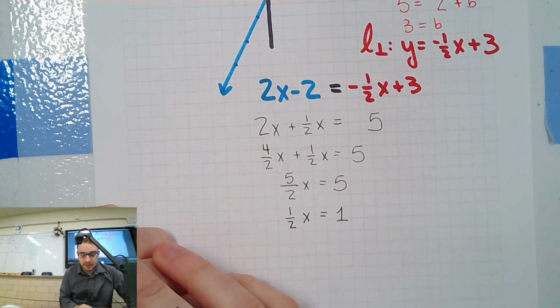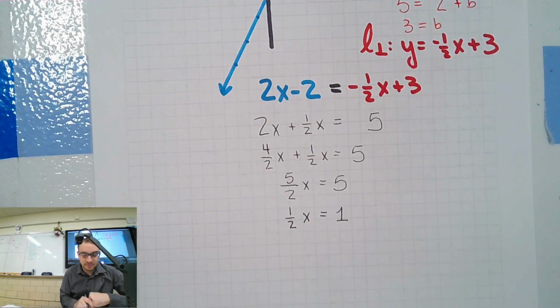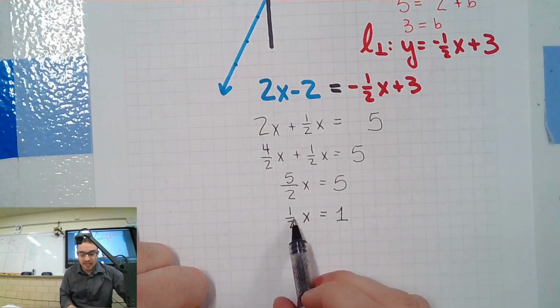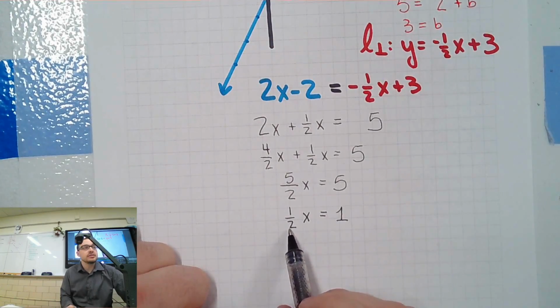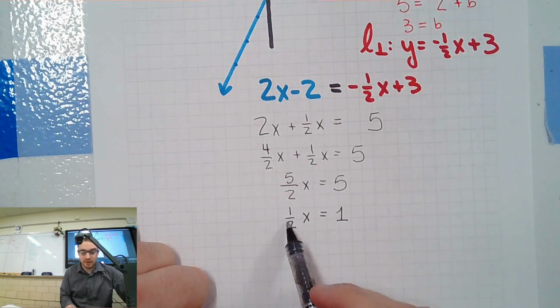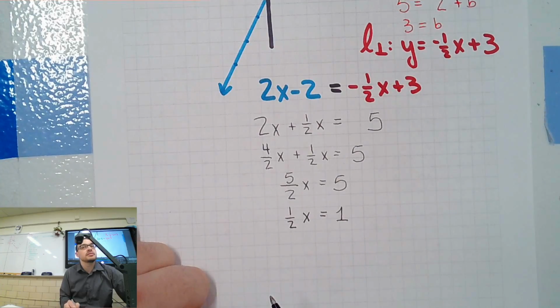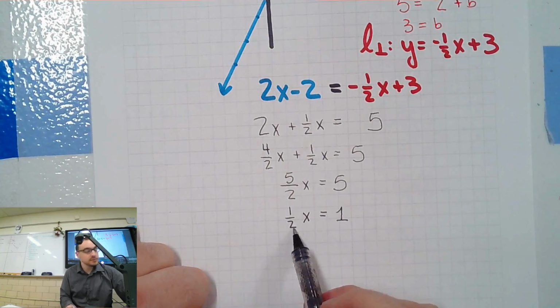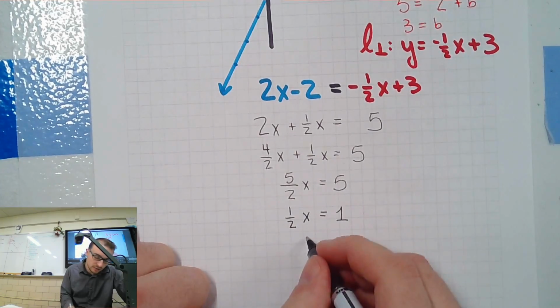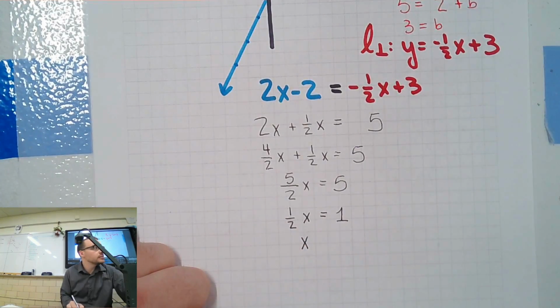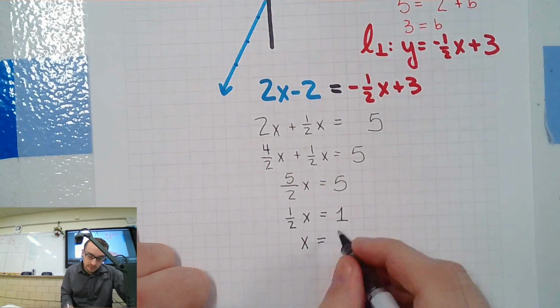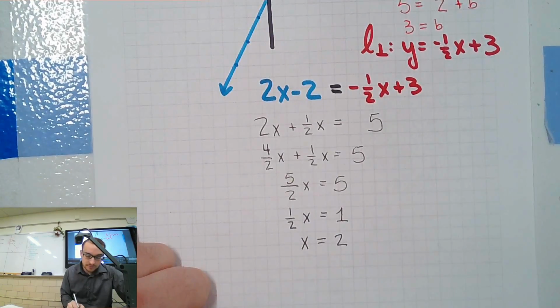Okay. Why would you do that first? Coda said he wanted to. How do we get rid of the divides by 2? Because that's really what this is. Timesing by half is the same thing as dividing by 2. How do we get rid of divides by 2? Times 2. So half times 2 is 1. 1 times 2 is 2.